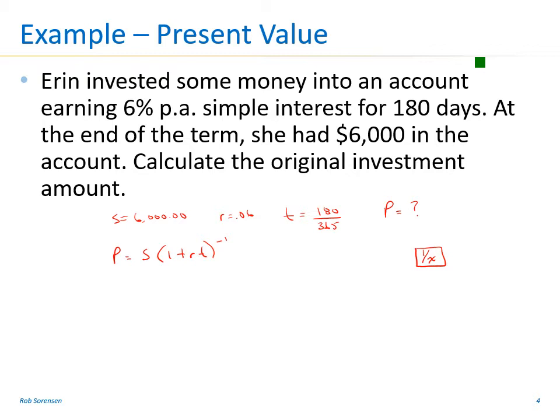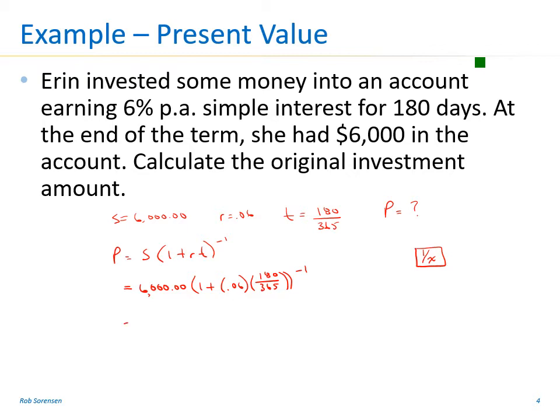All right. So let's have a look. Let's put some numbers in here. 6,000 times (1 plus 0.06 times 180 over 365) to the power of negative 1. If you're doing these and you're having a little bit of trouble, don't forget BEDMAS, multiply before you add the 1. Maybe that's part of what's going on.